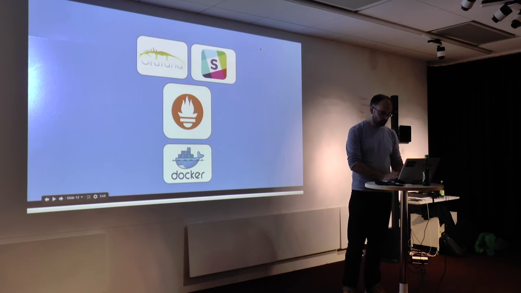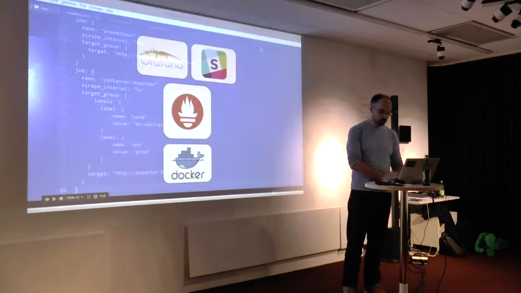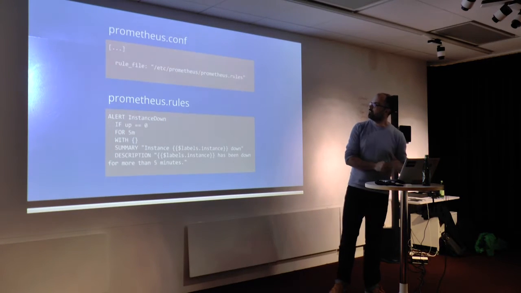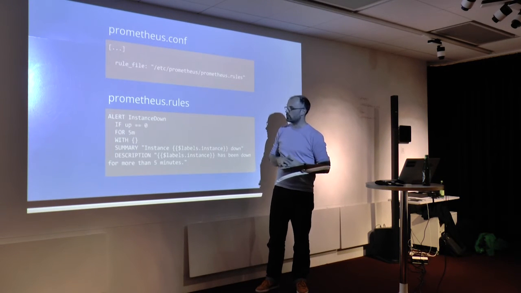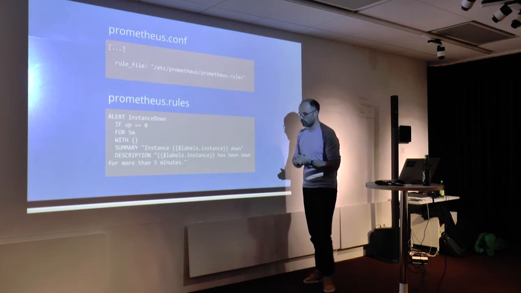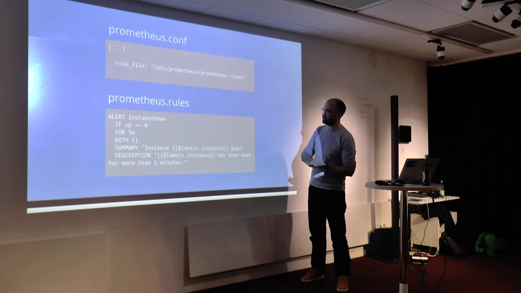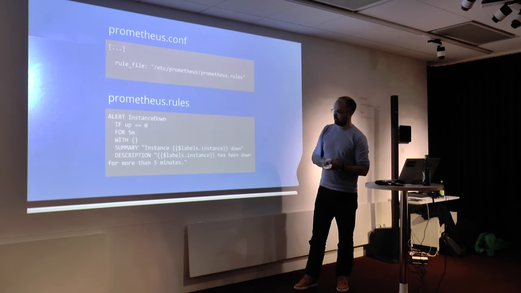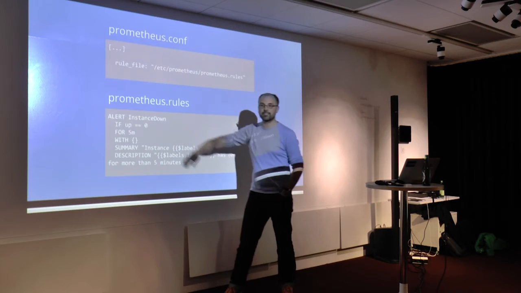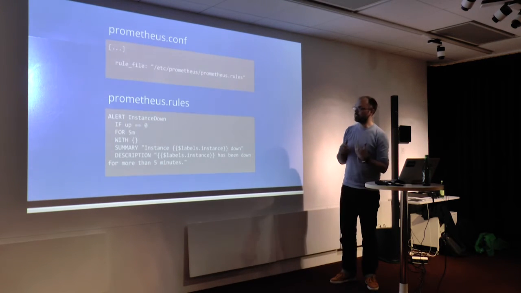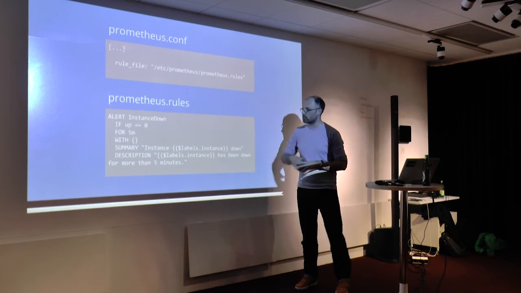To do that, let's go back here. As an example, you can add a rule file where you define your alert criteria. For instance, I want to get an alert if something goes down. So I said if the metric up is 0, is false, then I want to get an alarm. It's called instance down, and you can add some summary and description.